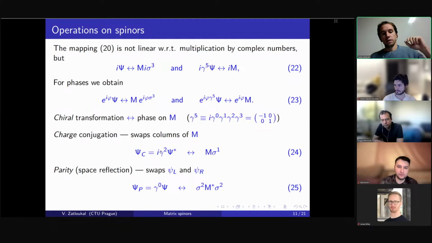On the other hand, if we make a simple swap of the psi L and psi R components of the Dirac spinor, this is represented on matrix spinors by this, with a funny conjugation. Well, this is something we had already seen before, like this conjugation with sigma 2, which related the sigma mu and sigma mu bar Pauli matrices.